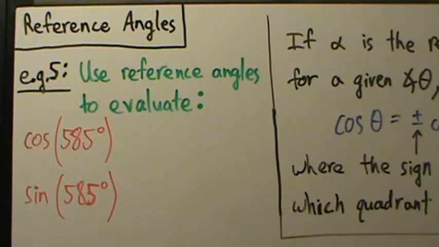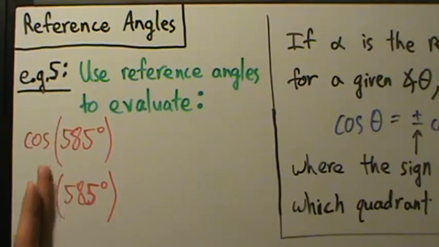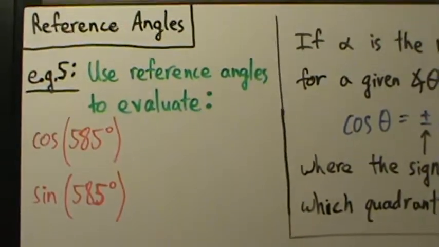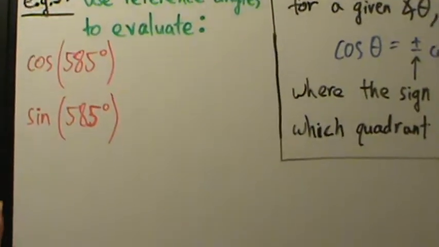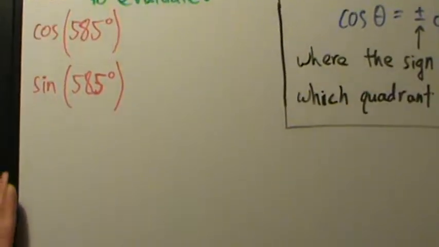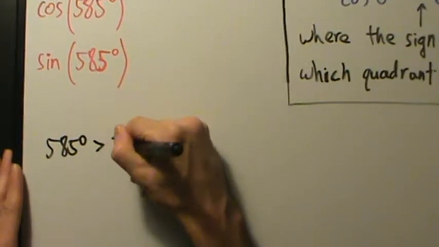Remember, the first thing to do is find the reference angle. So that's what we're going to do first. We're going to find the reference angle for 585 degrees. First we ask ourselves, it's in degrees, so is it between 0 degrees and 360 degrees? No, it's clearly larger than 360 degrees. So 585 degrees is greater than 360 degrees.